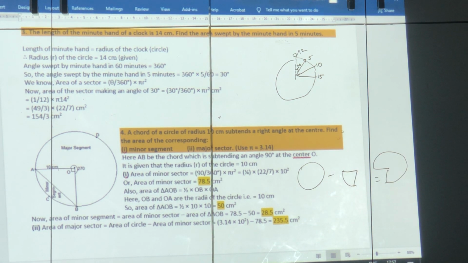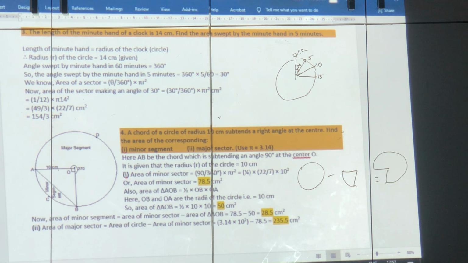So you can do by any method. There is no fixed law. That is pi r square, so no big formula is required. Do by any method. Okay? The sum is worth 2 marks, 1 mark for each. If pi is 3.14, please do not take 22 upon 7.